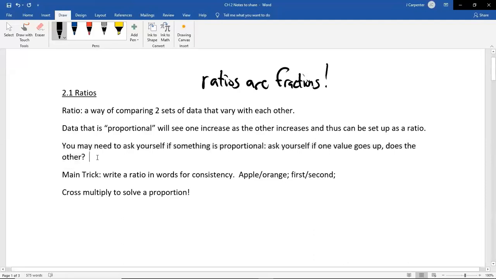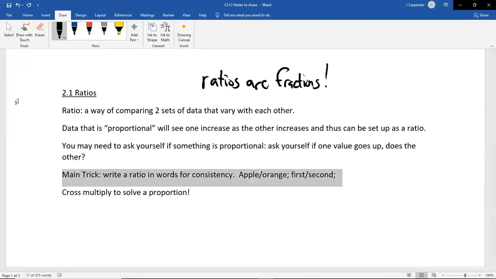Now, when you actually get to the solving of your proportions, there is a main trick that I am going to always do, and I suggest that you always do as well. I highly suggest it. I would demand it, but it's hard to demand things when I can't watch over your shoulders constantly, right? So just pretend that I demand this of you. Write your ratio in words for consistency.